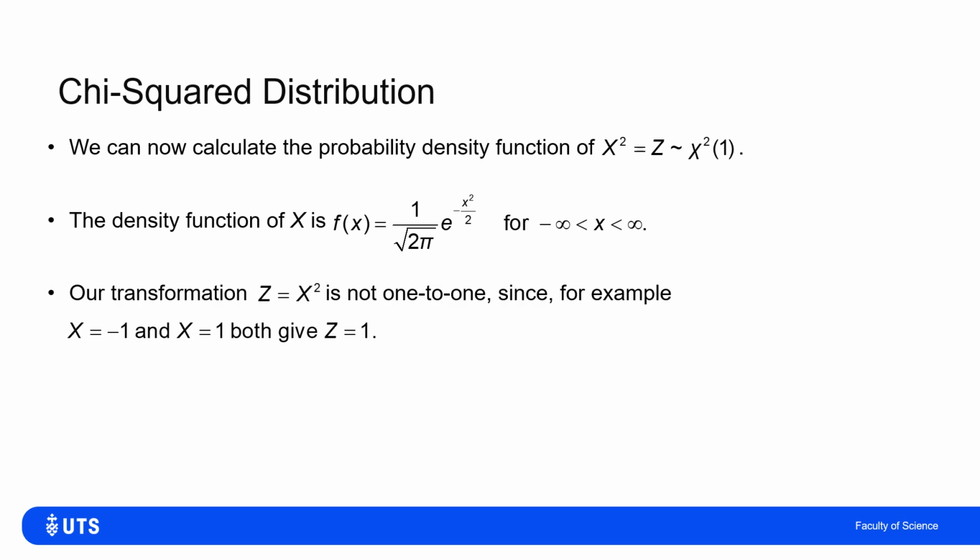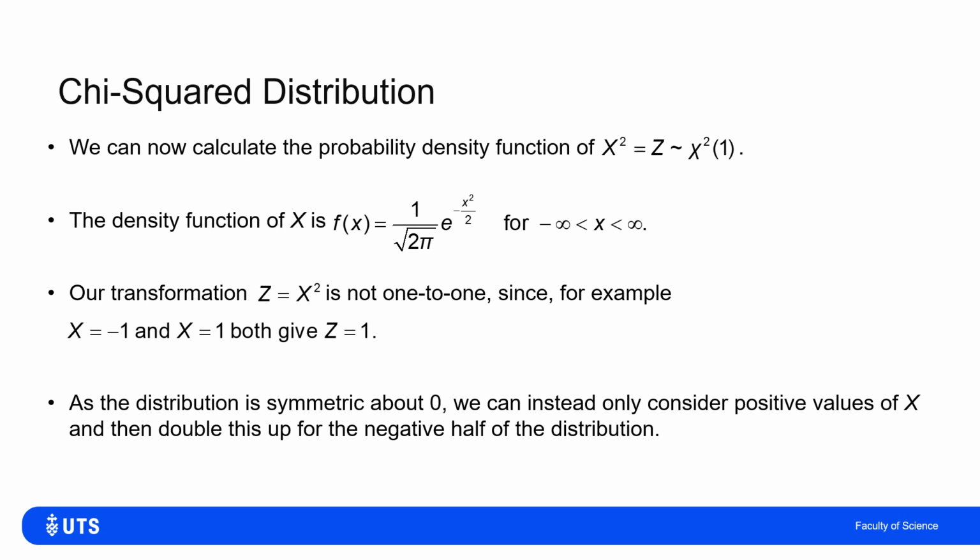Now what I want to do for my change of variable is set z equal to x squared. But if I do that, it's not a one-to-one transformation, because for every x, there's a minus x that'll map to the same z. So I've got a nice trick here, which is to only consider the positive x values, and then I'll get half of the answer, and then I'll double it up to deal with the influence of the negative half that I've ignored in the calculation.